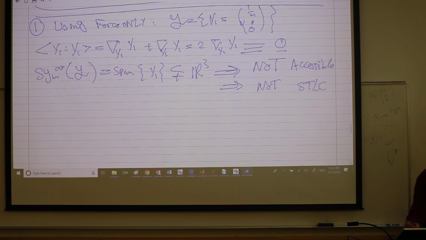But there is hope to be configuration controllable. So I need to do the Lie infinity of sym infinity.